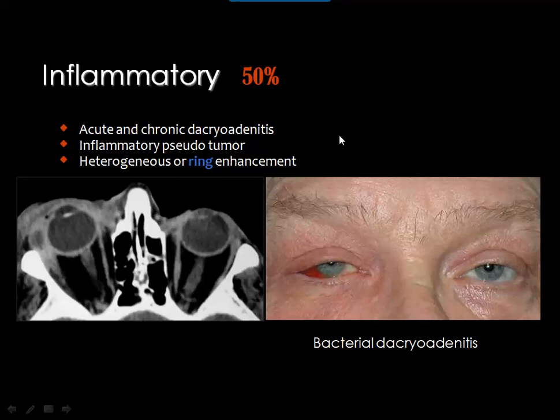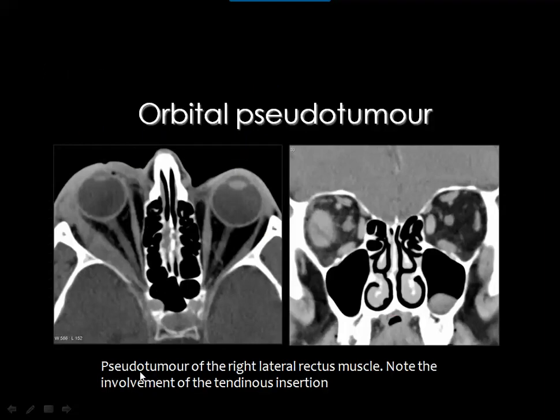Then acute and chronic dacryoadenitis, inflammation of the lacrimal gland, and also inflammatory pseudotumor may result in enlargement of the lacrimal gland with homogeneous or heterogeneous contrast enhancement, and sometimes you can see marginal enhancement indicating the presence of an abscess, for example, like this one, affecting the right lacrimal gland.